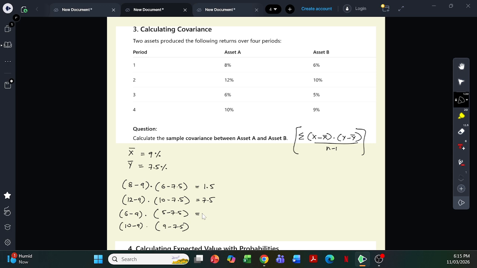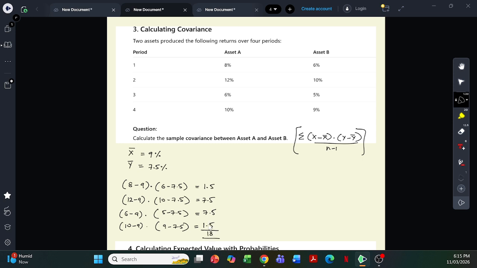This is minus 3 multiplied by minus 2.5, which again gives us 7.5. Okay, minus 3 multiplied by minus 2.5. That's 1 multiplied by 1.5, which will give us 1.5. So we gotta add this up. That's 15. 15 plus 3, 18.